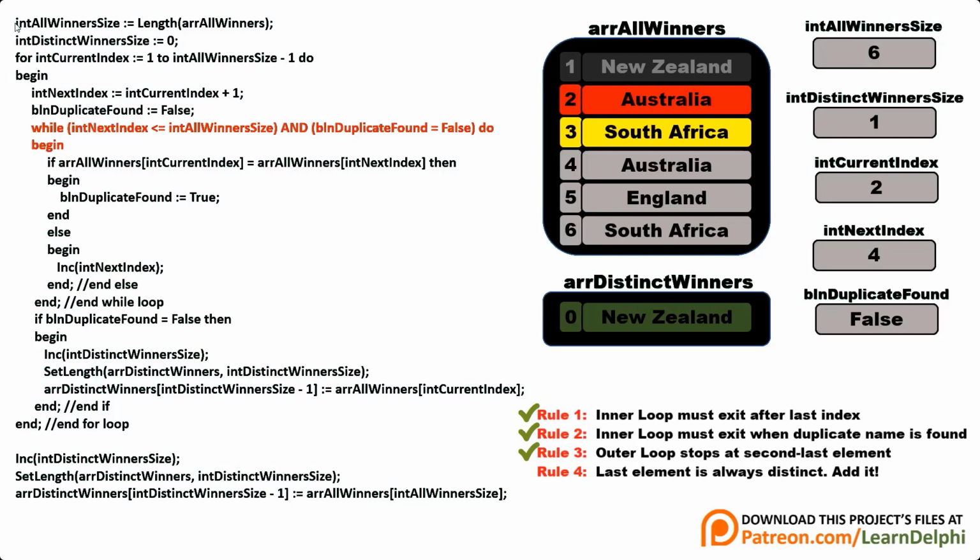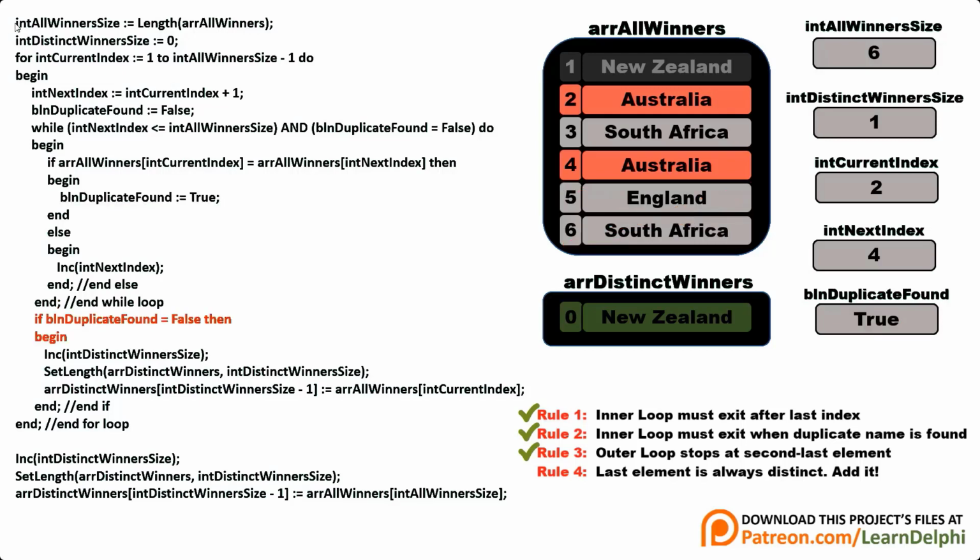The compiler jumps back to the top of the while loop. Then the if statement checks if the name of index 2 matches the name of index 4. Australia is a duplicate. If a duplicate is found, you set the boolean to true. The while loop must exit if the boolean is true. So this condition is met. This means unnecessary cycles and comparisons will be avoided when a duplicate is found, because the rest of the tail end of the array will be ignored.